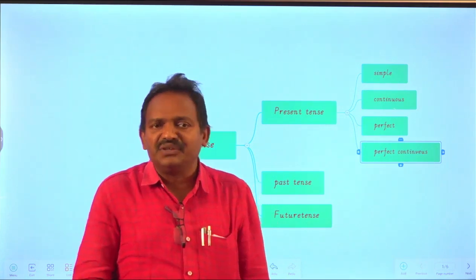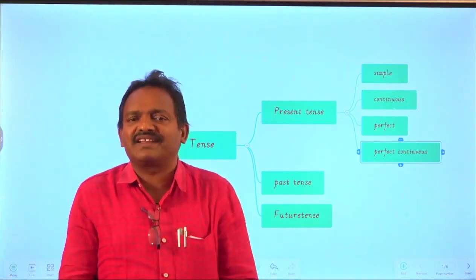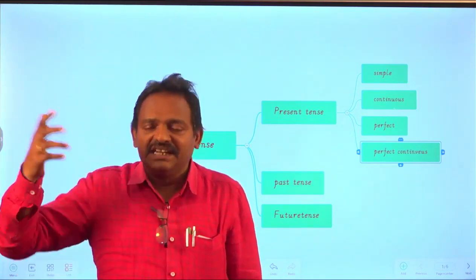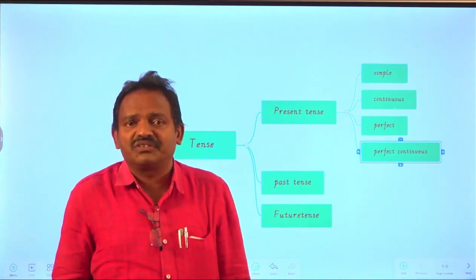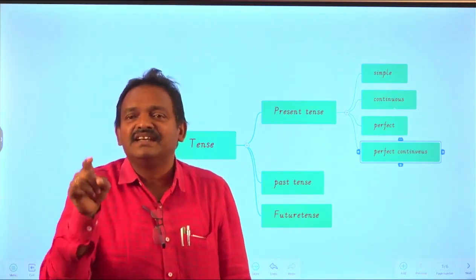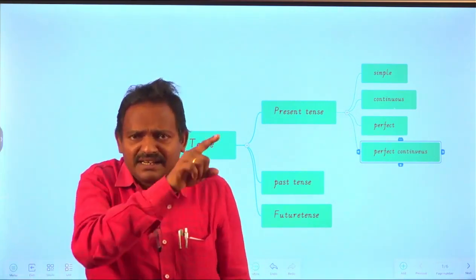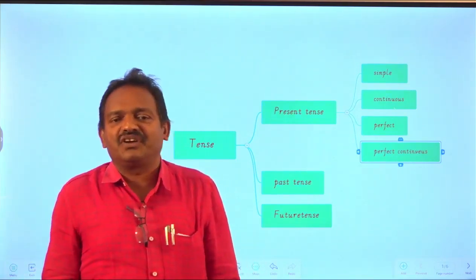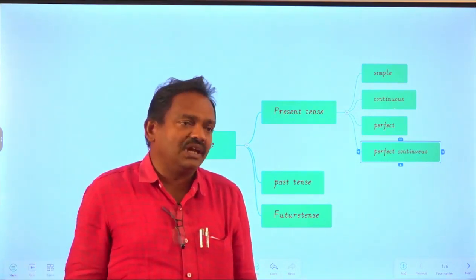Second usage is universal truths. You see, so many universal truths are there. The sun rises in the east is a universal truth. The sun sets in the west, it is a universal truth. The earth revolves around the sun, it is also a universal truth. Even though the sun is rising at 12 o'clock, you have to say it in simple present tense: "The sun rises in the east." "The sun is rising in the east" is wrong, because it is a universal truth. Every universal truth must be said in simple present tense only.